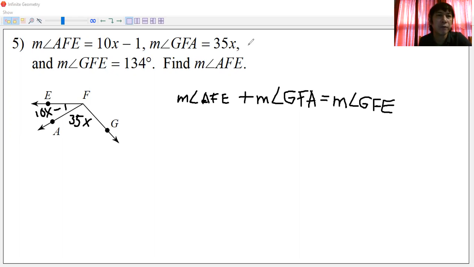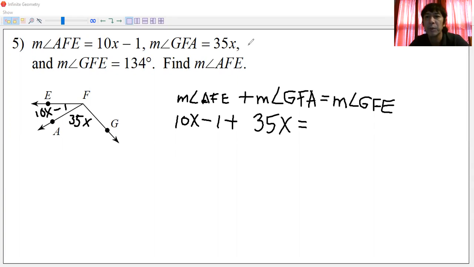There. All right, we have the working equation. Let's substitute the expressions for each. AFE is 10x minus 1. So this must be our 10x minus 1. And we're going to add the measure of the angle GFA, that's 35x. And this is equal to the measure of the angle GFE. All right. GFE is constant, 134 degrees. All right. We have the equation.